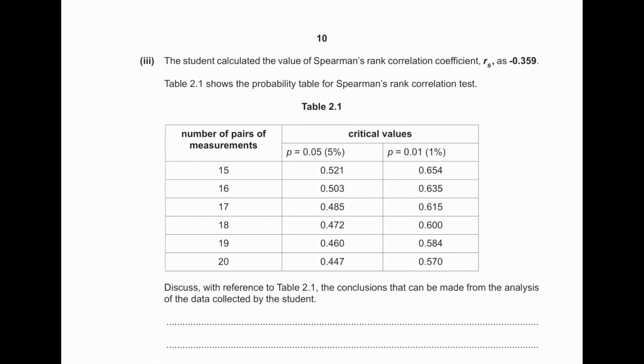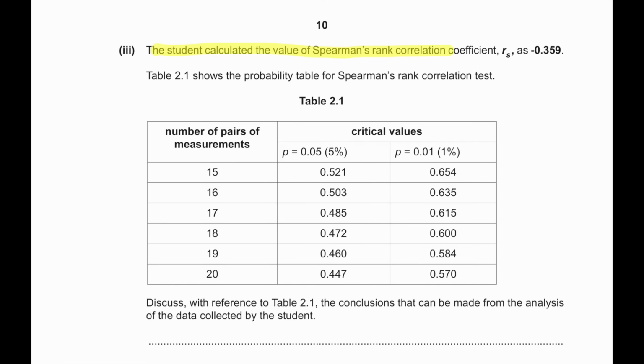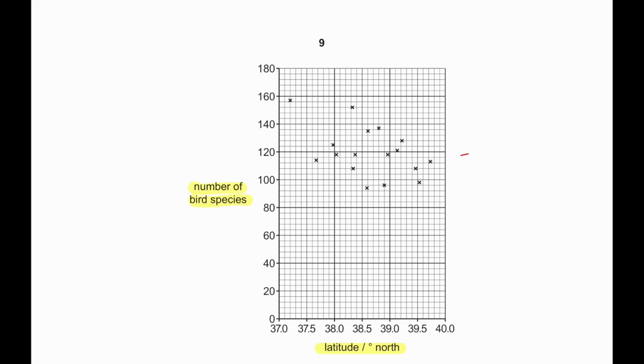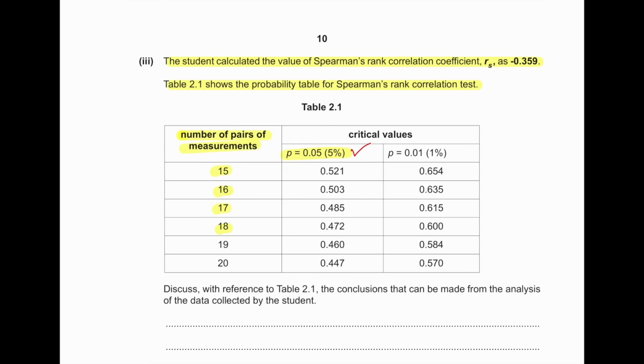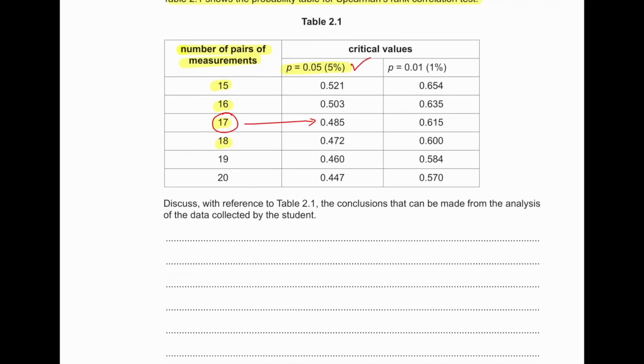Part 3. The student collected the value of Spearman's rank correlation coefficient RS as negative 0.359. Table 2.1 shows the probability table for Spearman's rank correlation test. The number of pairs of measurement 15, 16, 17, 18 and P equals 0.05. Now our exam probability is 0.05, and since we have a total of 17 pairs, at 17 pairs, our critical value is 0.485.